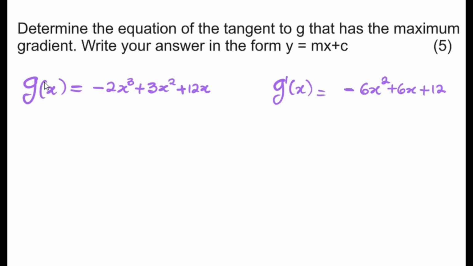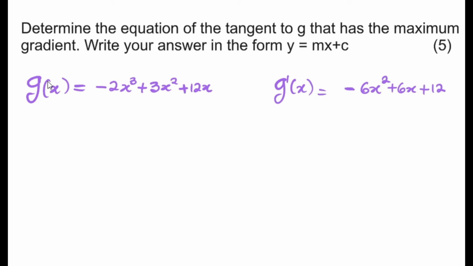So this question says determine the equation of the tangent to g that has a maximum gradient. Write your answers in the form of y is equal to mx plus c. We have the equation of g(x), which is negative 2x cubed plus 3x squared plus 12x. We also have the derivative of g(x), which is negative 6x squared plus 6x plus 12. Now, there is one keyword in this question. The question here says maximum gradient.